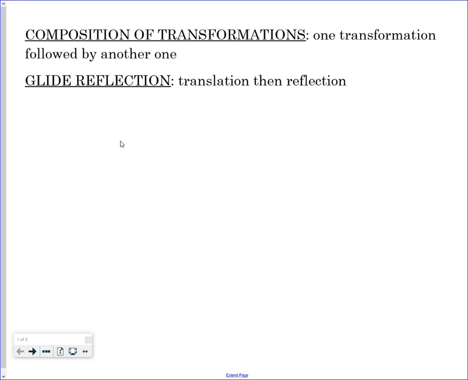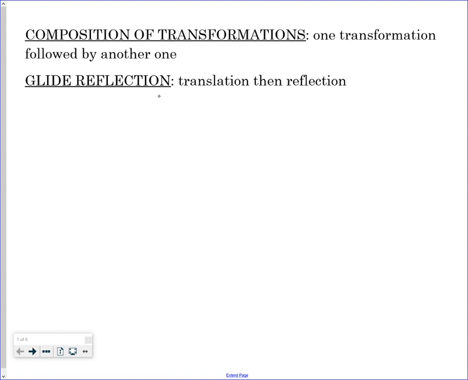2.4, composition of transformations. That means we're going to do one and then another one. That's all that means. So instead of these other sections where you just reflected or you just rotated, this is going to be one and then something else right after that. So we usually had a prime, so now you're going to have a double prime. That's the only difference, okay? Composition of transformations is one transformation followed by another, like I just said.